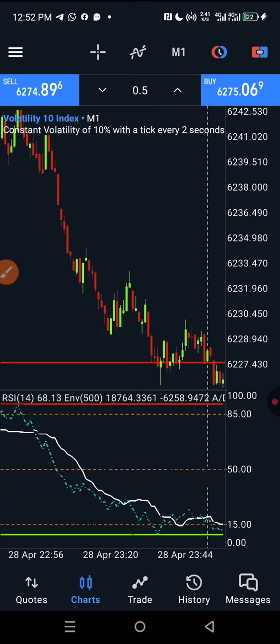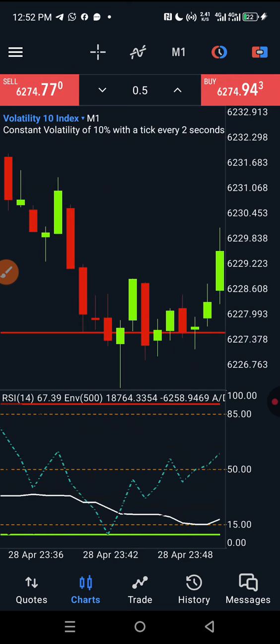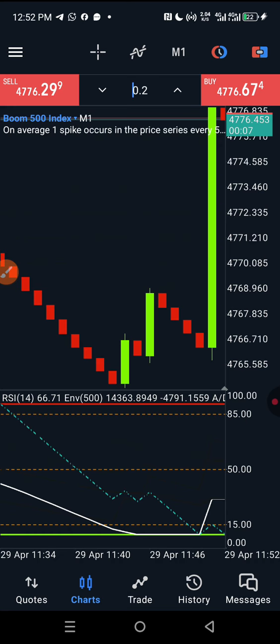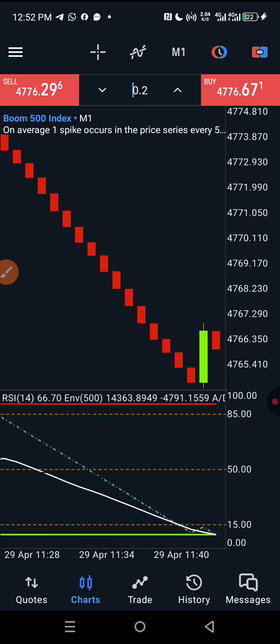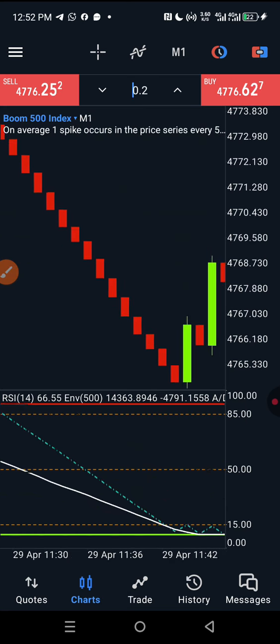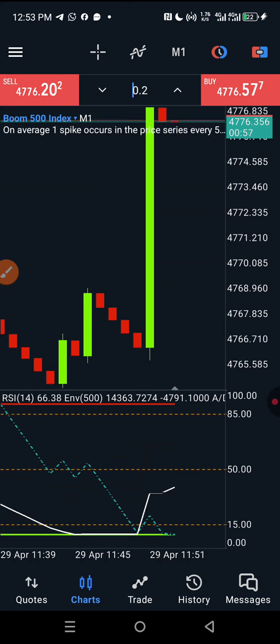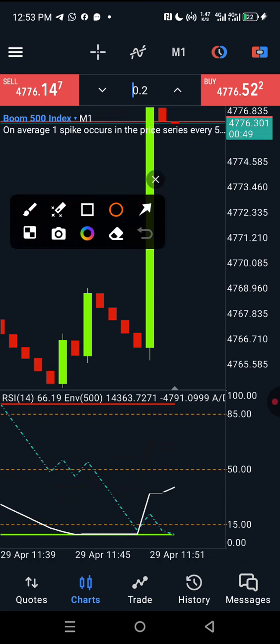Remember I said trading boom and crash with this must be on the maximum zoom level. Maximum, the highest zoom, number one. Number two, you see there was a point here. That same Boom 500, there was a point here. It's still spiking. You see Ichimoku is still out of 50. Just remain small now. It will touch 50, you TP, or you can TP now even. So you use this thing for boom and crash.